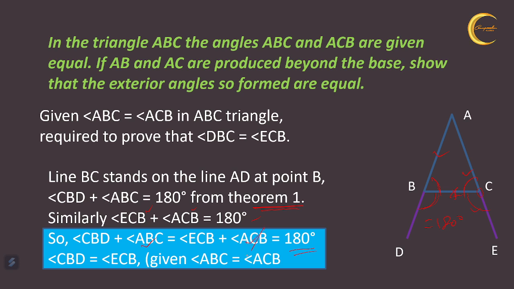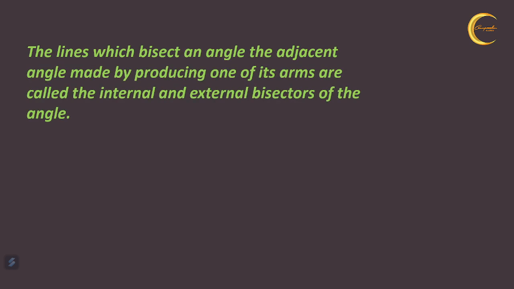ABC and ACB. If we cut these two angles, we will get the angle CBD equals to angle ECB. It is a very simple proof. I think everybody understands. Now the next problem will come.